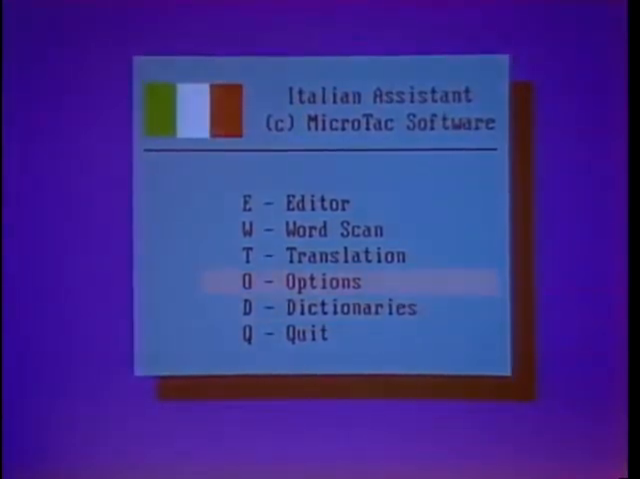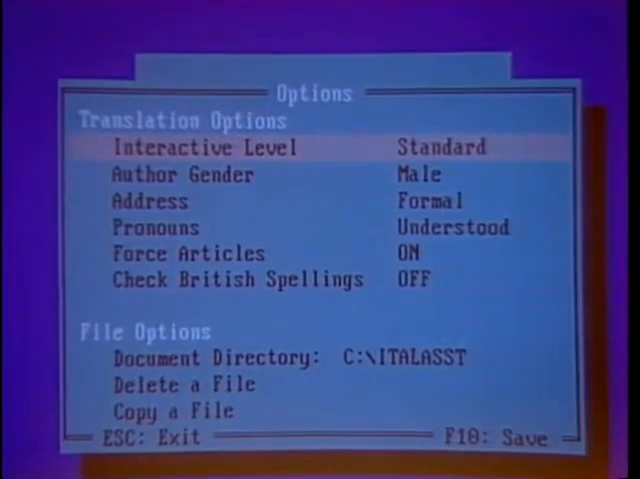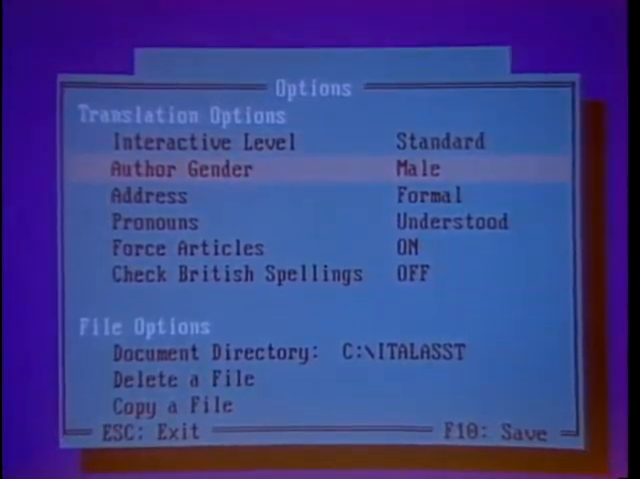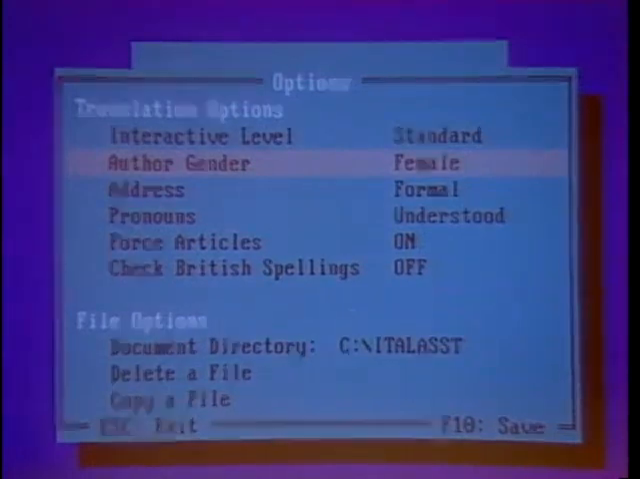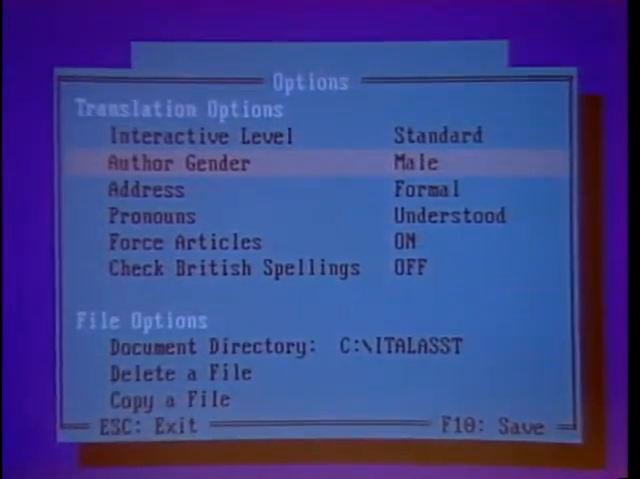So a couple of options that you'd probably want to set before you began to translate. For example, the author gender. If the author is a woman, that would be different if you translated the sentence, I am angry, than say if you were a man. So it'll automatically pick the right gender for the speaker.